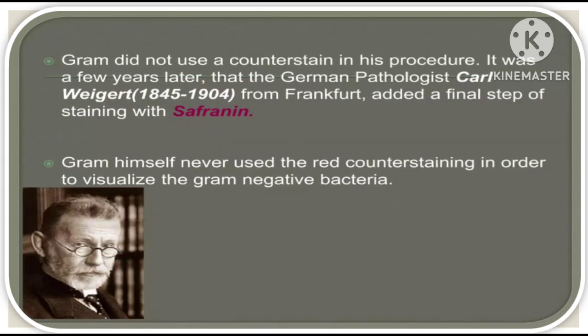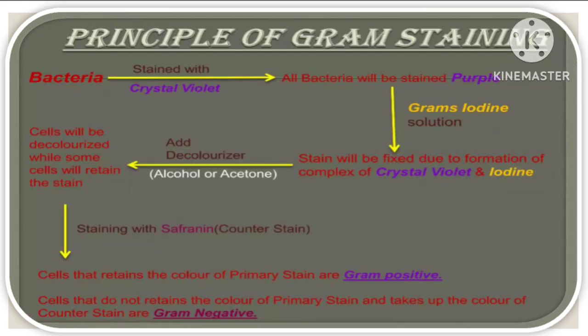Gram did not use a counter stain in his procedure. It was a few years later that the German pathologist Karl Weigert, 1845-1904, from Frankfurt, added a final step of staining with safranin. Gram himself never used the red counter staining in order to visualize the Gram negative bacteria.